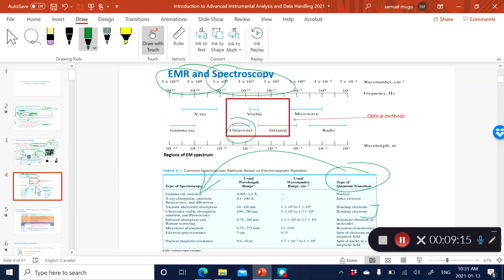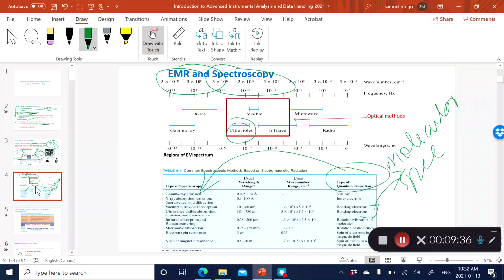And so for that reason, it can be used for molecular spectroscopy, because of course bonding electrons are only present in molecules, because the outermost electrons are involved in bonding. So you can use it for molecular spectroscopy, for example.